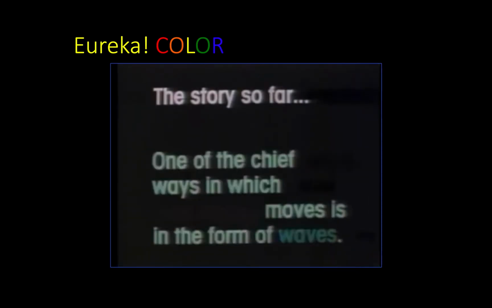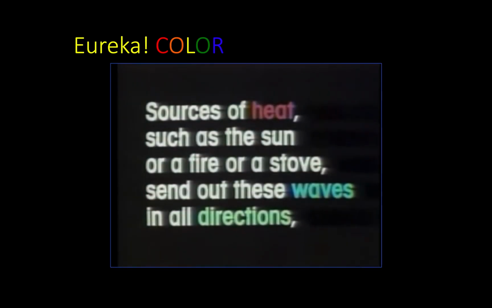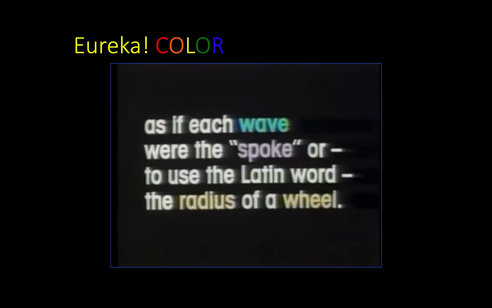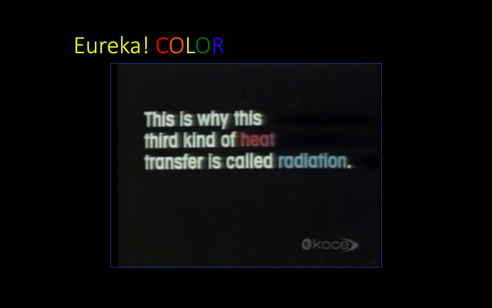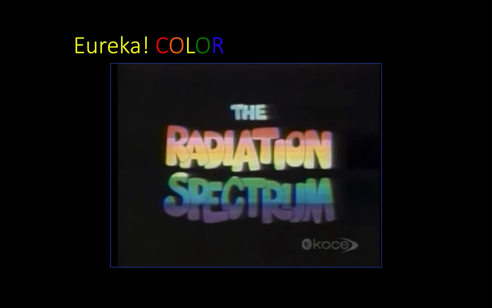The story so far. One of the chief ways in which heat energy moves is in the form of waves. Sources of heat, such as the sun, or a fire, or a stove, send out these waves in all directions, as if each wave were the spoke, or to use the Latin word, the radius of a wheel. This is why this third kind of heat transfer is called radiation. And now, the radiation spectrum.